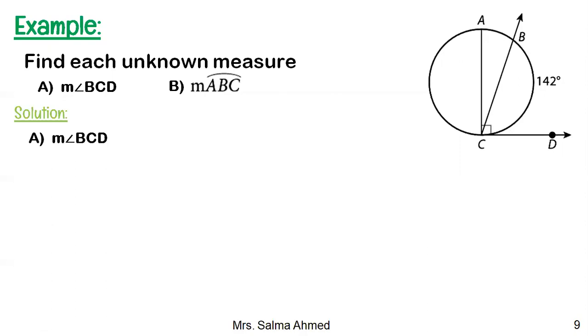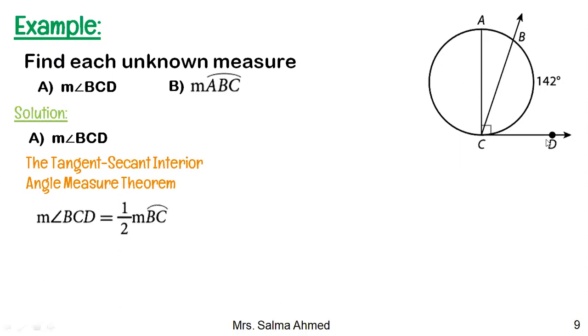By using this theorem, because BC is a secant and CD is a tangent, I can find the interior angle between them. The tangent secant interior angle measure theorem says that the measure of angle BCD is equal to half that arc, which is arc BC, and it's given as 142. So I'm going to substitute. It will be half the measure of arc BC, which is 142. By using your calculator, it will be 71 degrees. So this is the angle BCD.